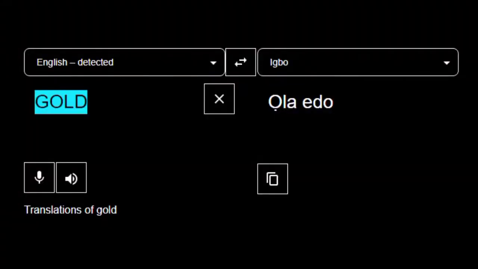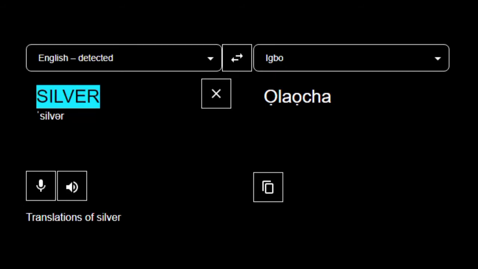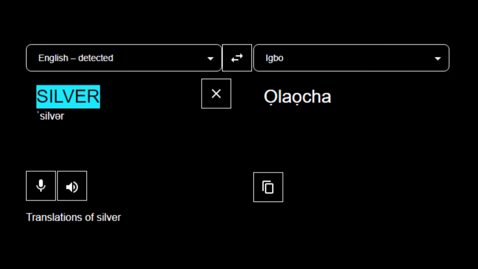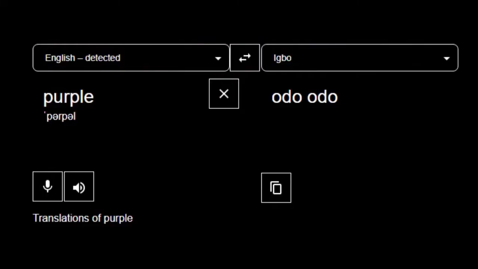We have another one, Odo, that is gold. Ocha, that is silver. Okay, I hope you get it. Odo is gold. Ocha is silver. So we have another one, Odo Odo. Odo Odo is purple.